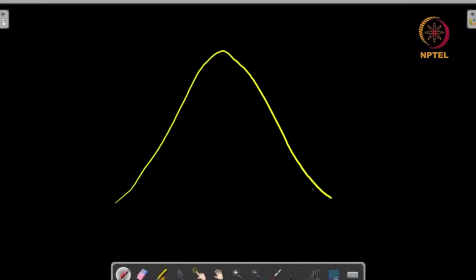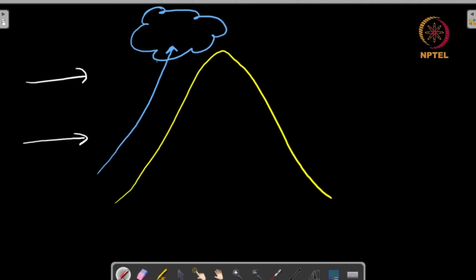if you have a mountain like this, and if the wind moves in this direction, you will have an upward movement of the moisture here. You'll find tremendous amounts of clouds and you'll have heavy rain in this side. But when the air is moving down on the other side of the mountain, it gets warmed. And when it gets warmed, there is no further rainfall on this side.